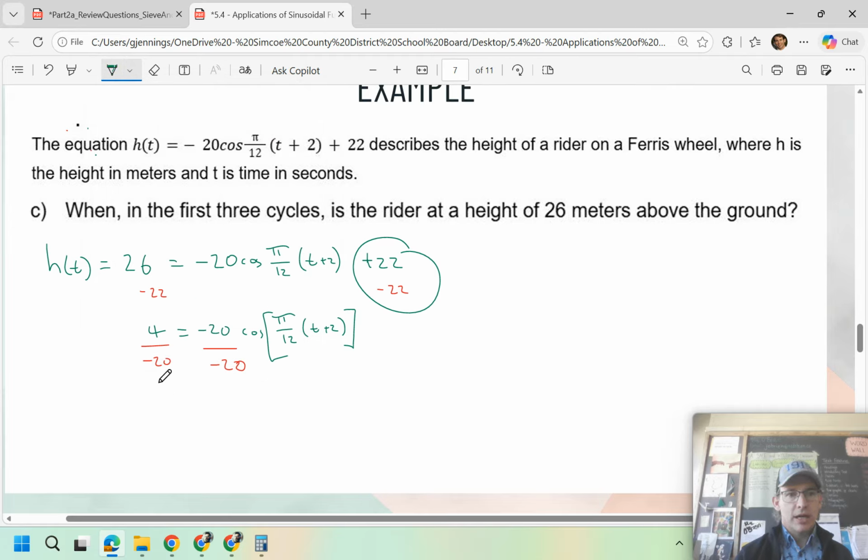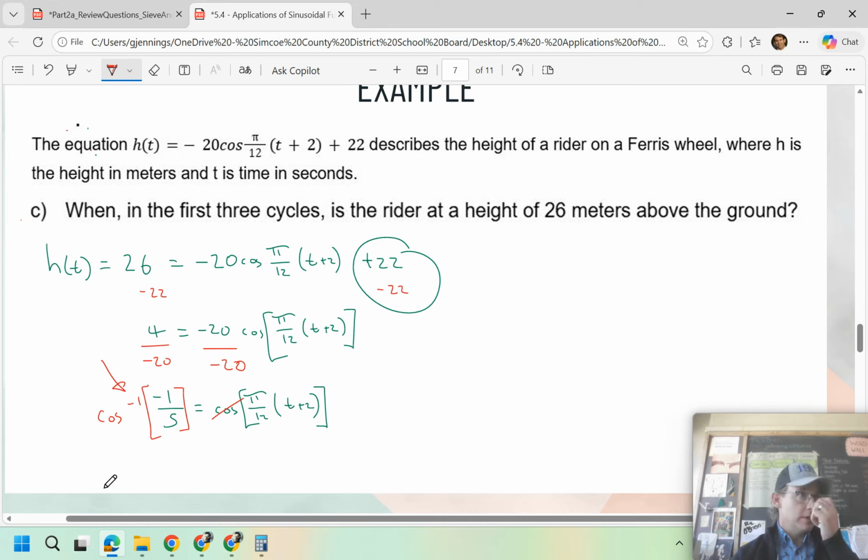And so then we get 4 divided by minus 20, which is minus a fifth, is equal to cosine of pi by 12 multiplied by t plus 2. All right. And next, cosine is now our loosest layer of Bedmus. So we now inverse cosine both sides. Like that. So to do this, you can just punch on calculator. Just go ahead and straight punch away.